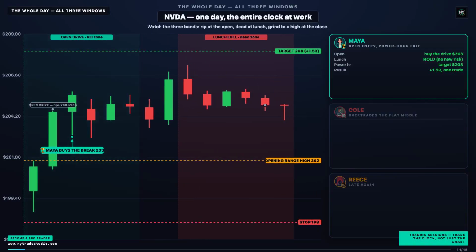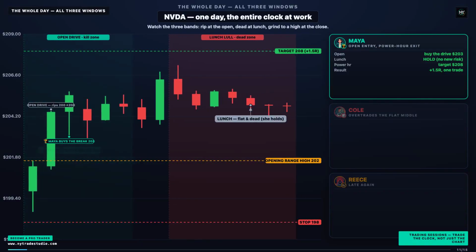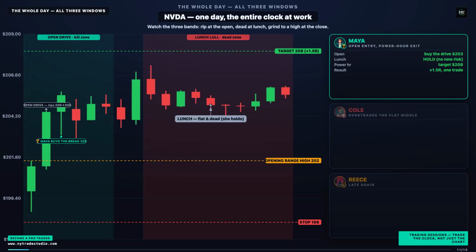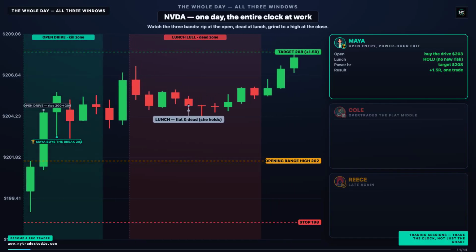Then the gray lunch band, and look how flat it is. Lunch goes flat and dead. 3 hours of nothing. A thin sideways drift between 204 and 206.